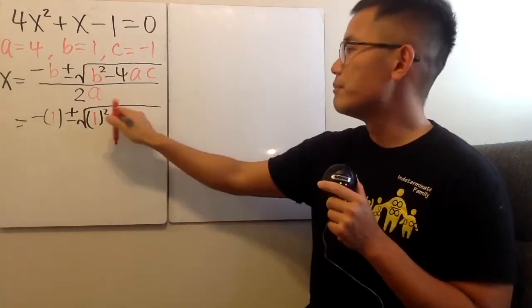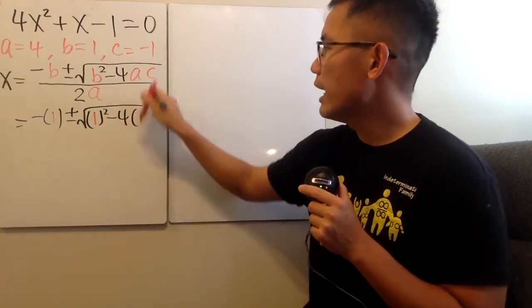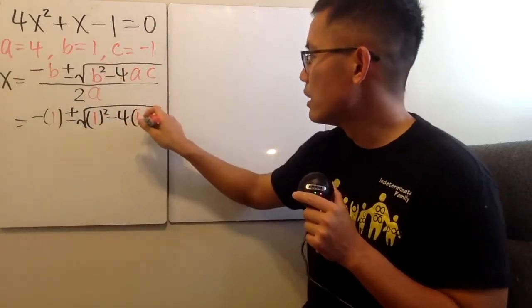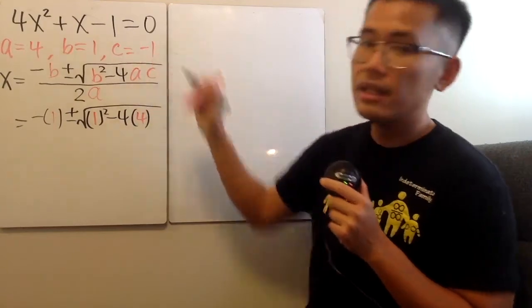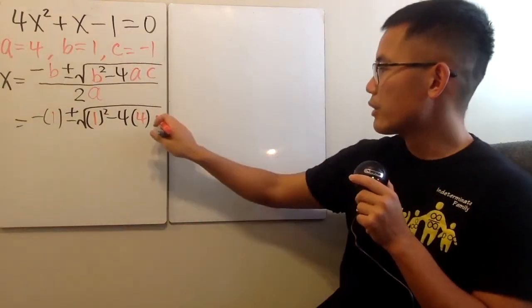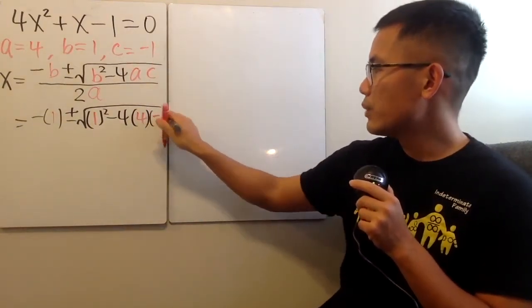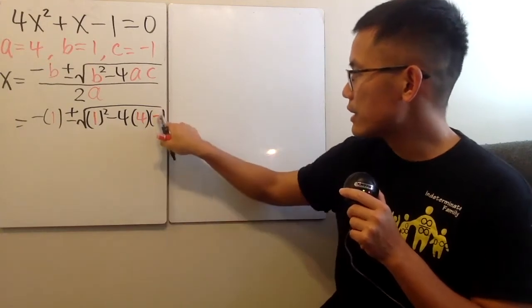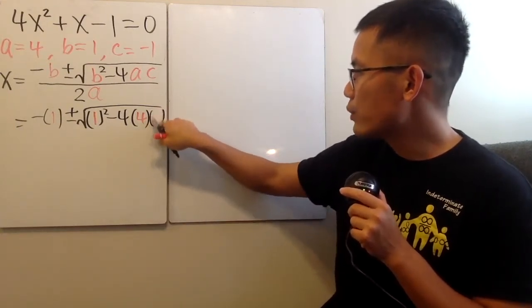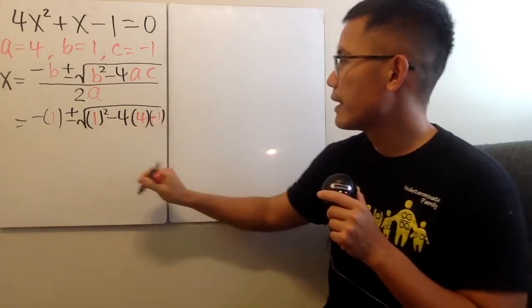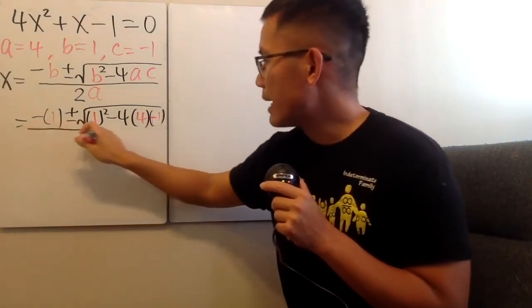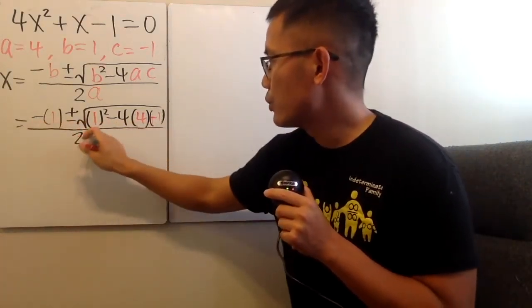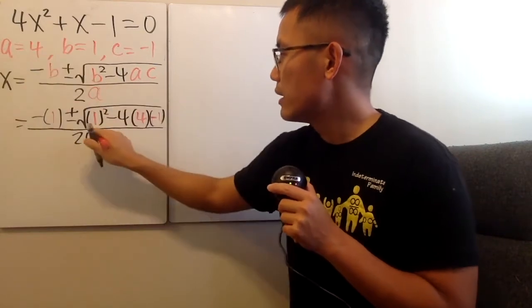And then we have minus 4, and the a is 4. And the c is negative 1. So here we have negative 1, and we have to use the parentheses for that. Again, this is the c value, which is negative 1. And divide everybody by 2 times a, which is 4.